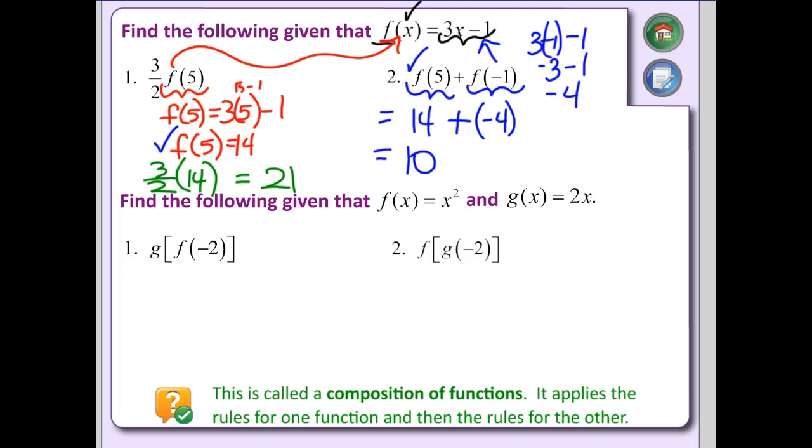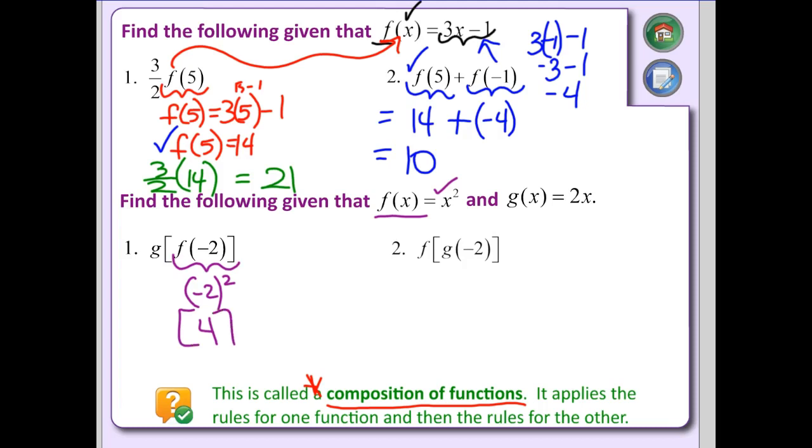Now, last thing we're going to look at is this idea of composite functions. Okay? Now, kind of crazy, if you look at number 1, it says that I have g of f of x. Okay? g of f of negative 2. So basically, when we're doing these composite functions, we start on the inside and work our way out. So we're going to start with f of negative 2. Well, what's my equation that goes with f? x squared. So we're going to get negative 2 squared. Okay, I just plugged in negative 2 in this equation. Well, negative 2 squared is 4.